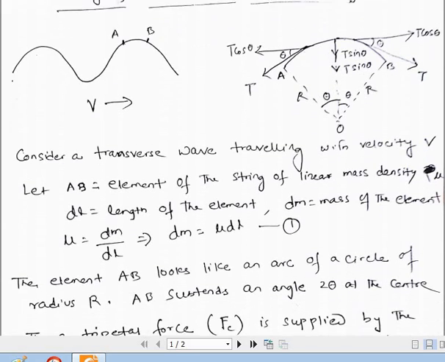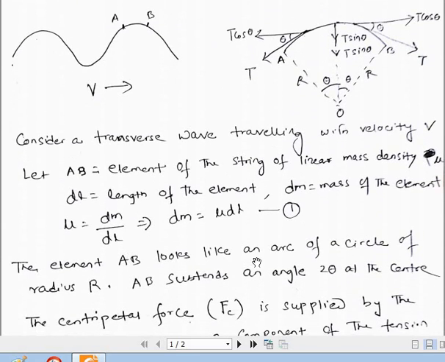Now you can see this element looks like an arc of a circle of radius r, and this element AB subtends an angle, how much? Theta and theta, that is twice theta, at the center O. Now you can see the tension along this direction of the string, this is the tension acting along this direction of the string.